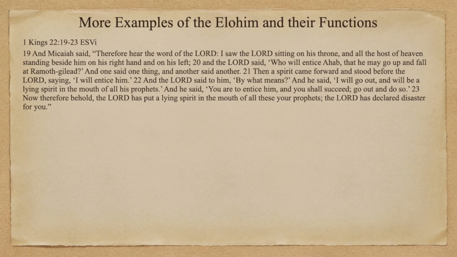There is an example of Yahweh in heaven who decided that it's time for Ahab to go, and he has a discussion with his divine council on what means we're going to use to accomplish this. And he allows his divine council members to participate in this decision-making process, participate in deciding how this is going to happen. And we see that this one spirit that came forward had an idea that was accepted.